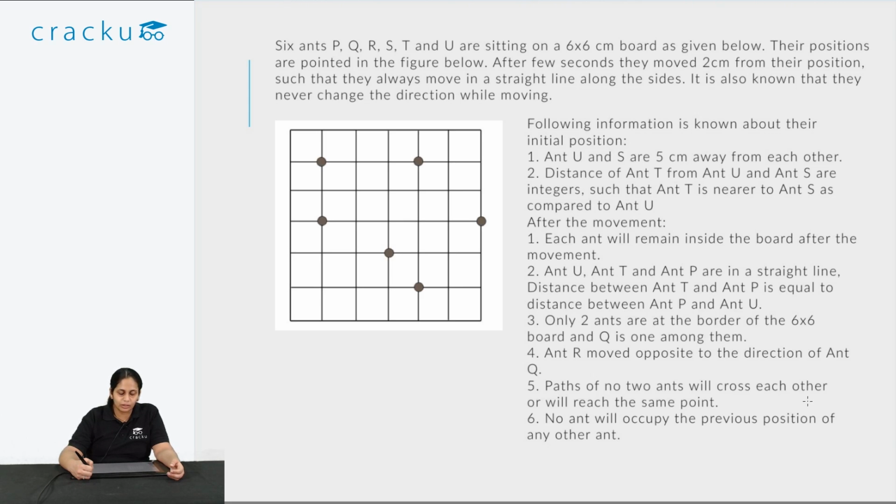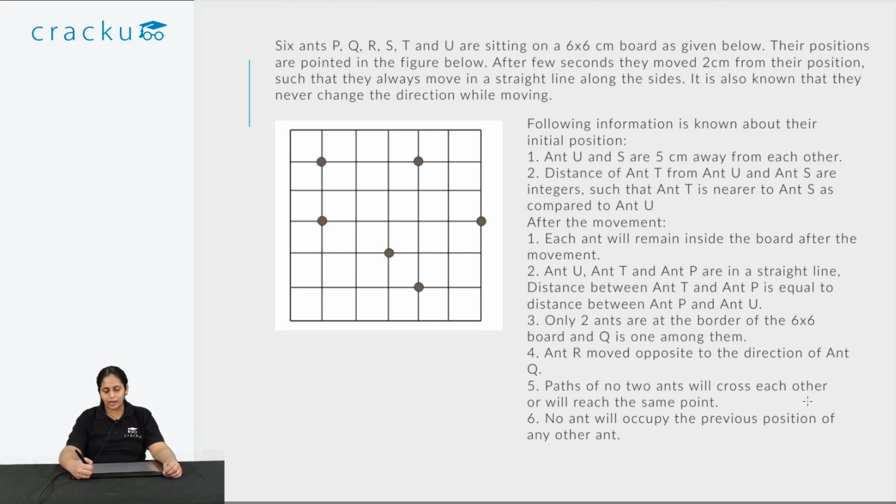Following information is known about their initial position. Ant U and ant S are 5 centimeters away from each other. Distance of ant T from ant U and ant S are integers such that ant T is nearer to ant S as compared to ant U. After the movement, each ant will remain inside the board. Ant U, ant T and ant P are in a straight line. Distance between ant T and ant P is equal to the distance between ant P and ant U.